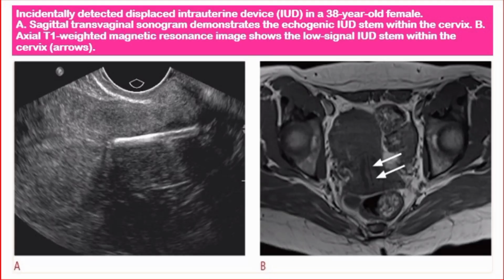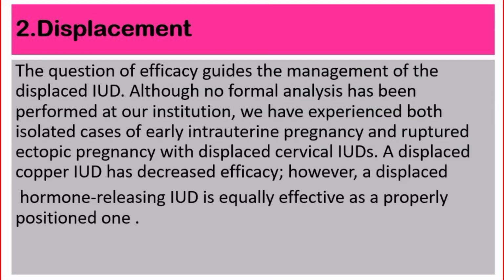This image shows an incidentally detected displaced intrauterine device in a 38-year-old female. A, a sagittal transvaginal sonogram demonstrates the echogenic IUD stem within the cervix. B, axial T1 weighted magnetic resonance image shows the low signal IUD stem within the cervix. The question of efficacy guides the management of the displaced IUD.